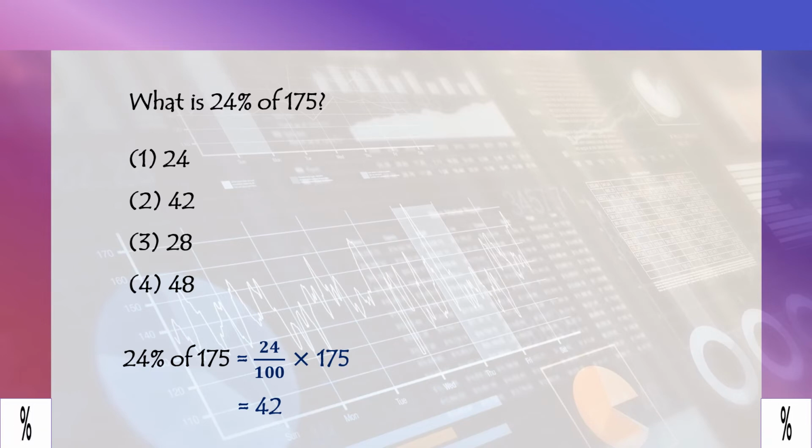Okay, if you haven't got it, let us see how I got this answer. 24 upon 100 into 175. If I cancel it out and multiply, I will get 42 as the answer. So alternative number 2 is the correct alternative.